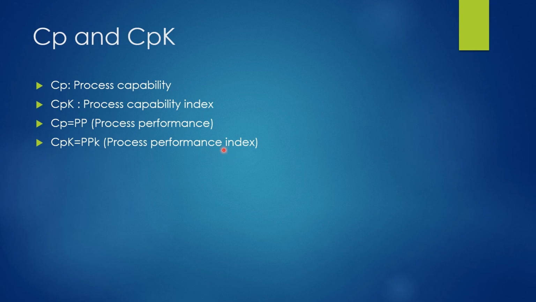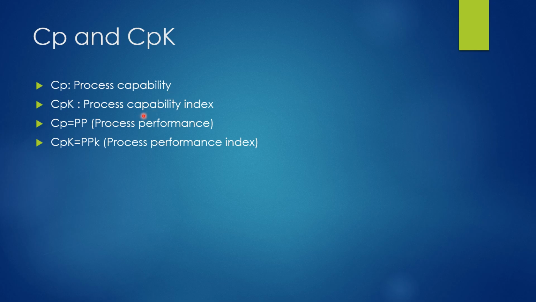So why do we have to do Cp and CpK? Here it says that Cp is process capability. When we calculate and get the results of Cp, we can say how capable my process is and how robust my process is. And this indicates the long-term achievement or the quality of the process.